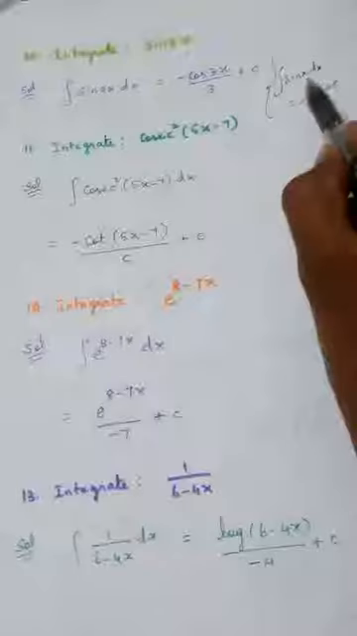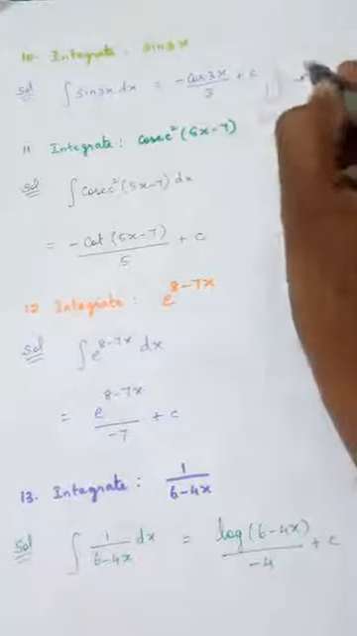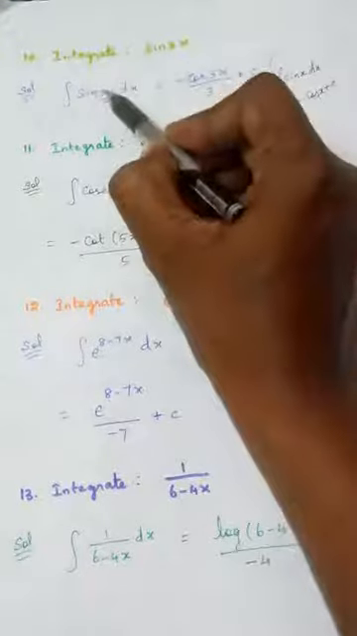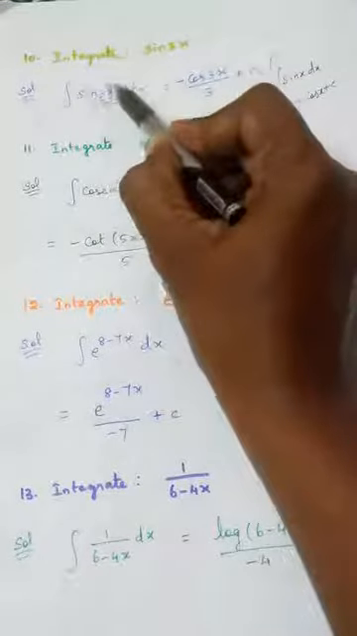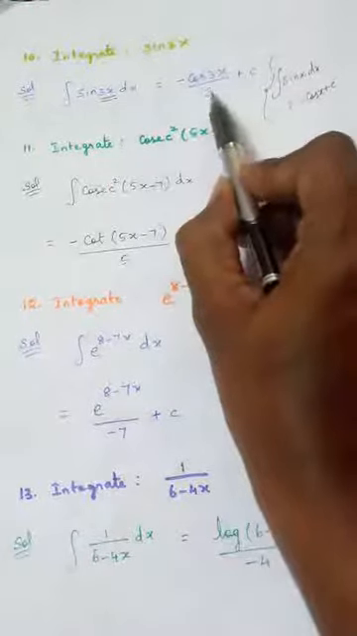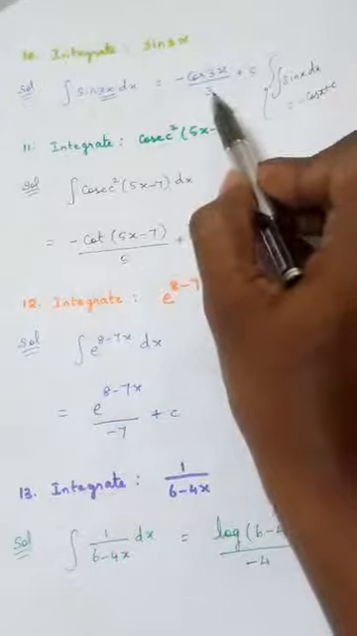But in place of x, we are having 3x. So I should differentiate this 3x once again. If you differentiate 3x, the answer is 3. That 3 should be written in the denominator. Explaining the same concept through different problems.